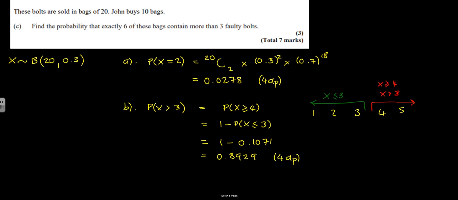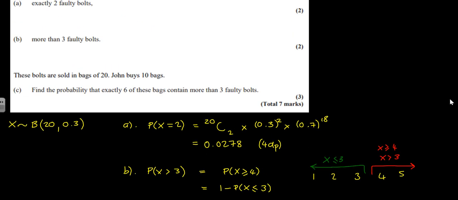So now we move on, okay? Those two questions are pretty standard, pretty straightforward, and then there's always a bit of a sting in the tail. We're being asked to find the probability that exactly 6 bags, sorry, I should read out the blurb first. These bolts are sold in bags of 20. John buys 10 bags. Find the probability that exactly 6 of those 10 bags contain more than 3 faulty bolts.